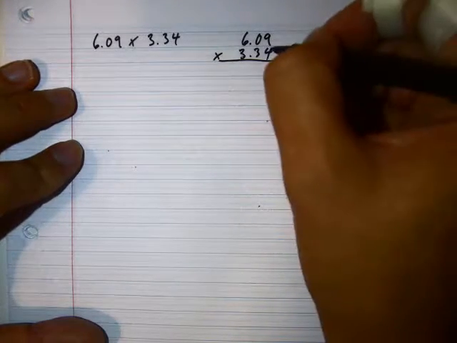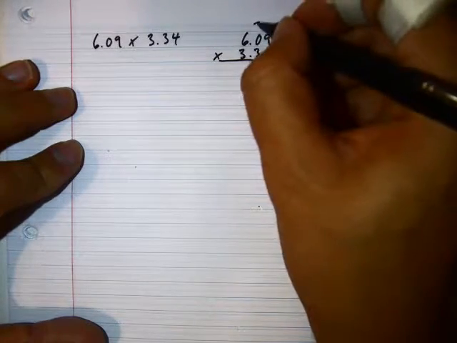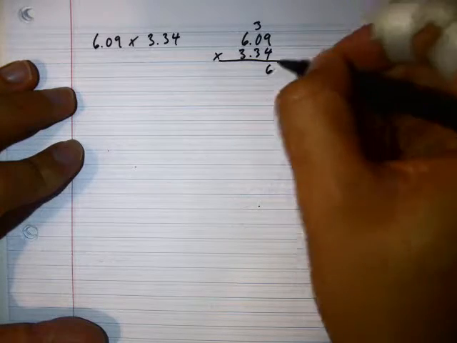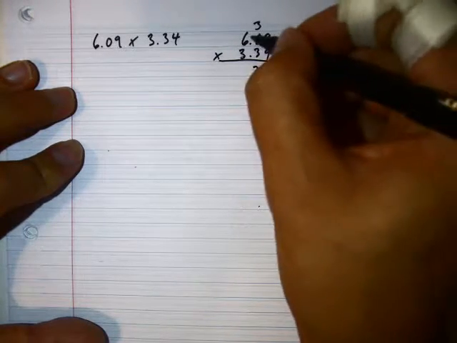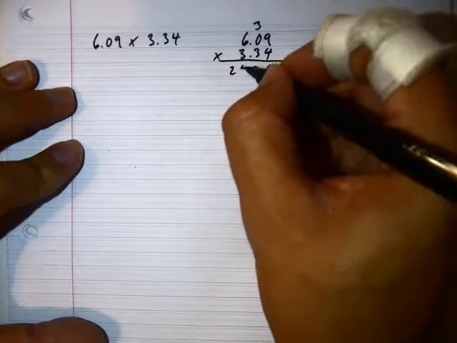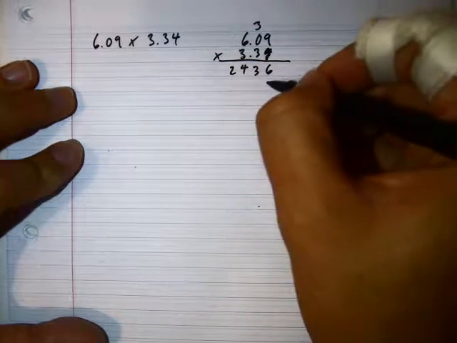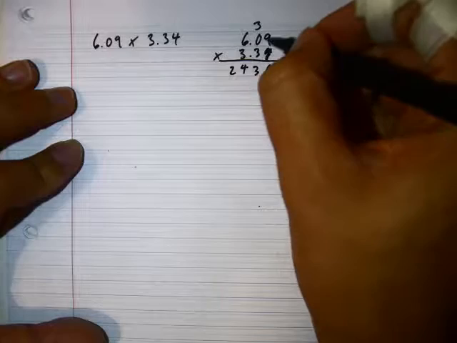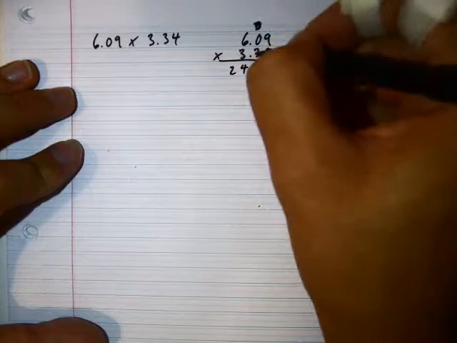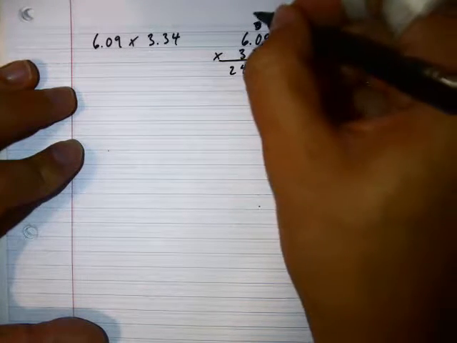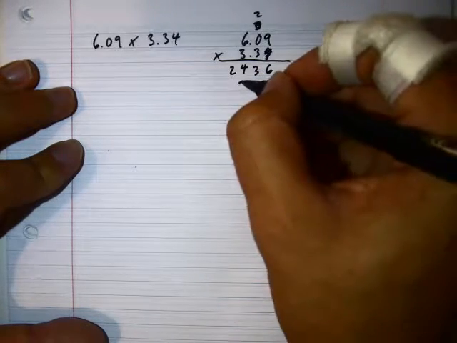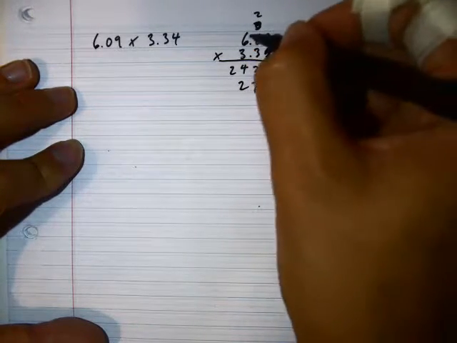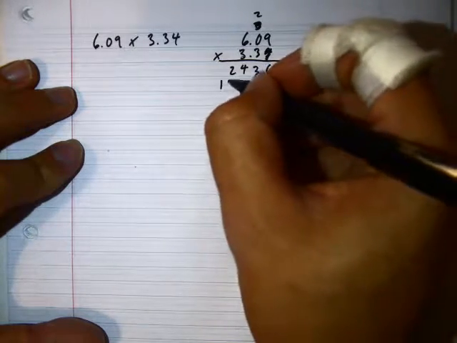So 4 times 9 is 36. 4 times 0 is 0, plus 3 is 3. And 4 times 6 is 24. Okay, let's get rid of my 4, put a 0. 3 times 3, let's kill this 3. 3 times 9 is 27. 3 times 0 is 0, plus 2 is 2. 3 times 6 is 6, 12, 18.